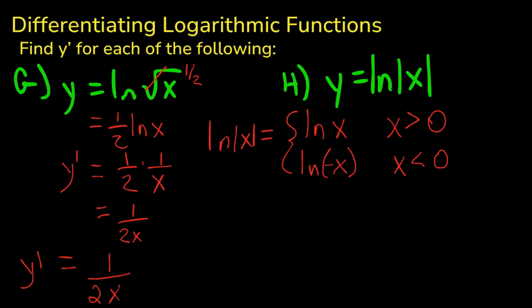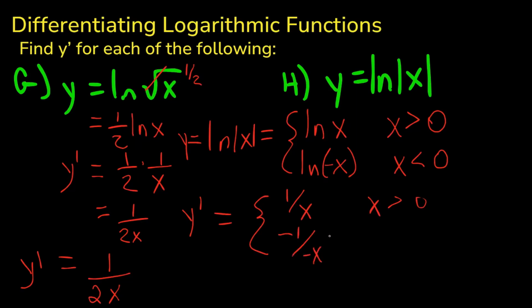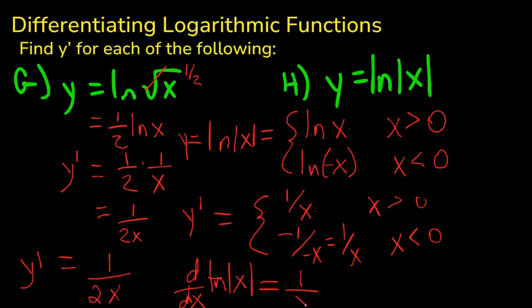So then if I differentiate this, we'll set this equal to y, and then say y prime equals 1 over x if x is greater than 0. And then for this second piece, we're going to have to do the chain rule. u prime, which is -1, over u, negative x, which simplifies to 1 over x also, even if x is less than 0. So we can write this as the derivative of natural log absolute value of x is equal to 1 over x.